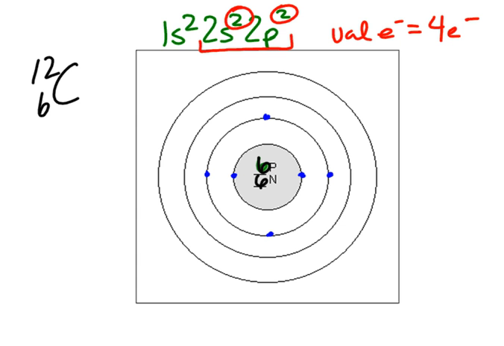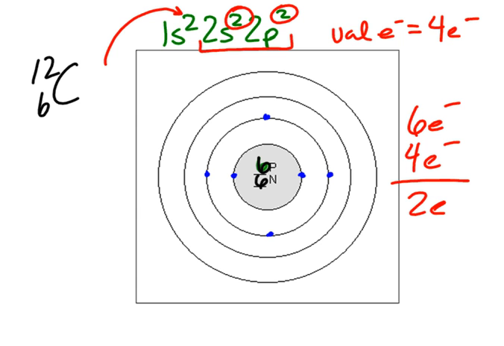Which means if I want to know the number of core electrons, there's obviously 2 ways I can go about doing this. I can count all the electrons that are not valence electrons, so 2, right? Or I could say, all right, well, there's 6 total electrons, and then I have 4 valence electrons. I subtract, I should end up with 2 core electrons. Okay? So that would be the number of core electrons I have.